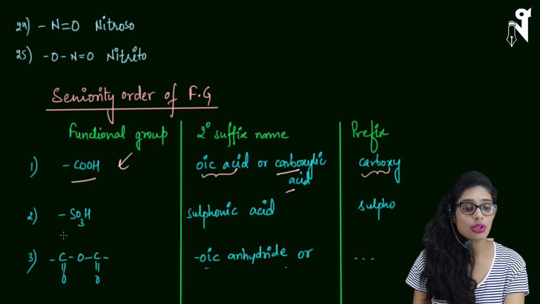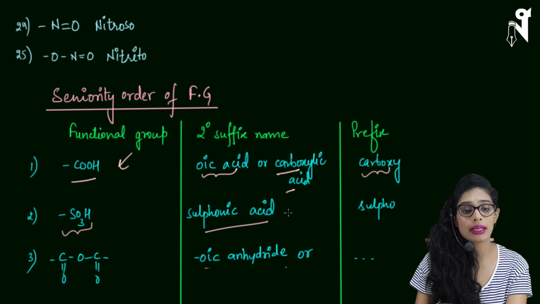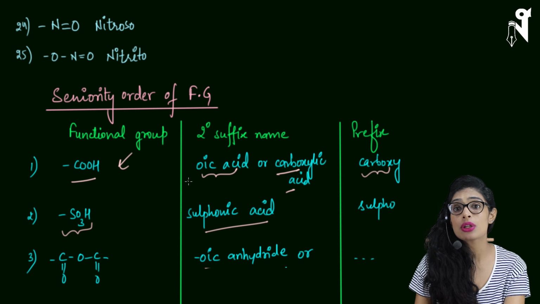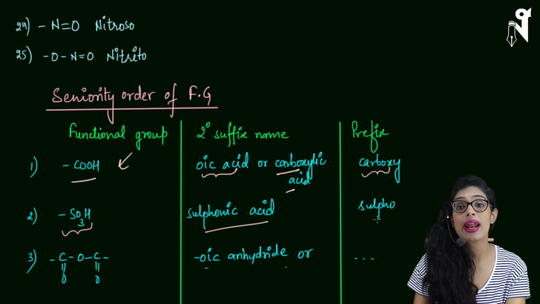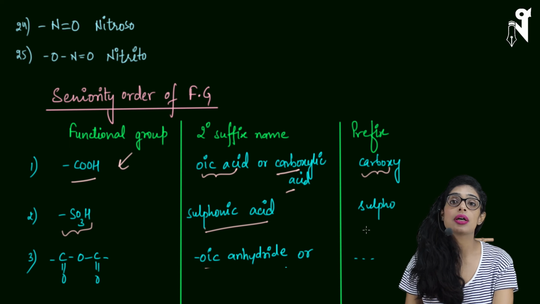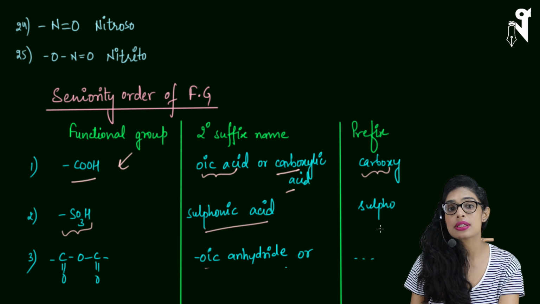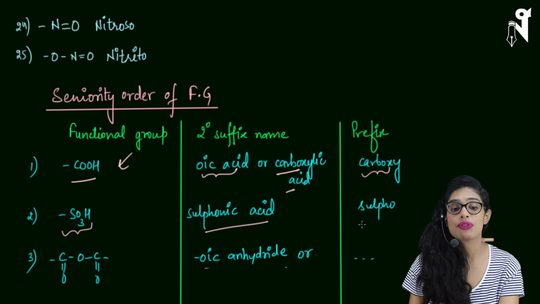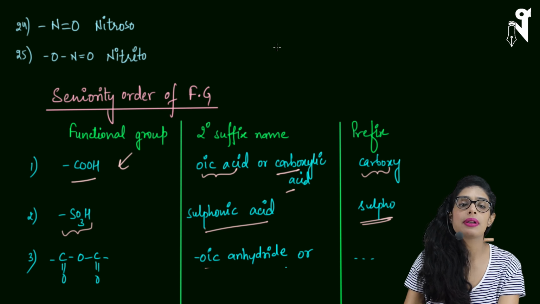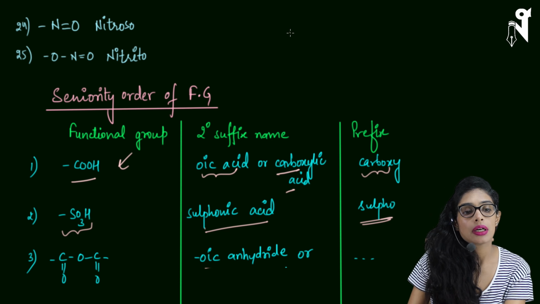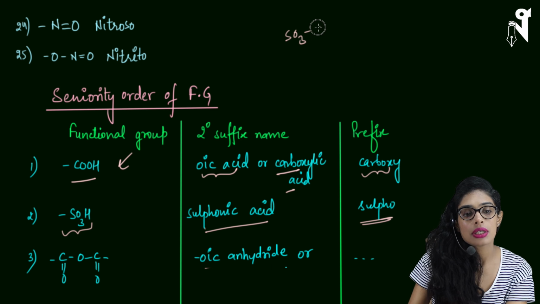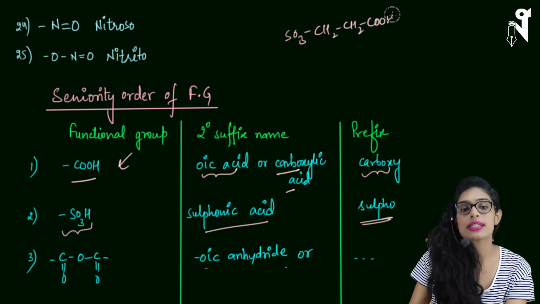Next is SO3H. It is sulfonic acid as a secondary suffix. So that means if it is the senior most group among the groups which are present in the carbon chain, then it will be named as sulfonic acid. Whereas if there is another higher priority group present along with SO3H, then the prefix will be sulfo. For example, let me just give you a quick example over here. Let's say I have SO3H, CH2, CH2, COOH. So let's say this is my compound.